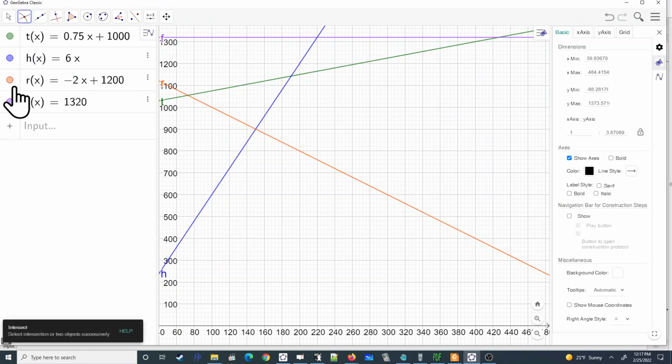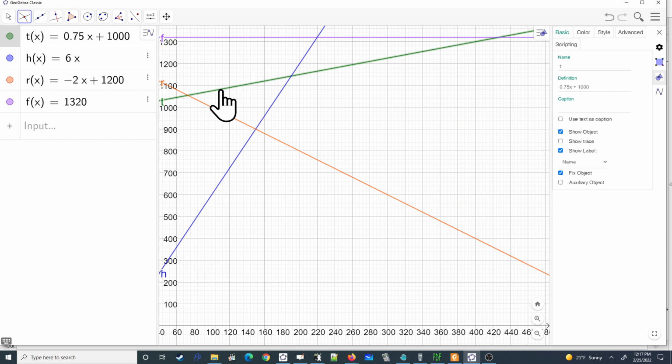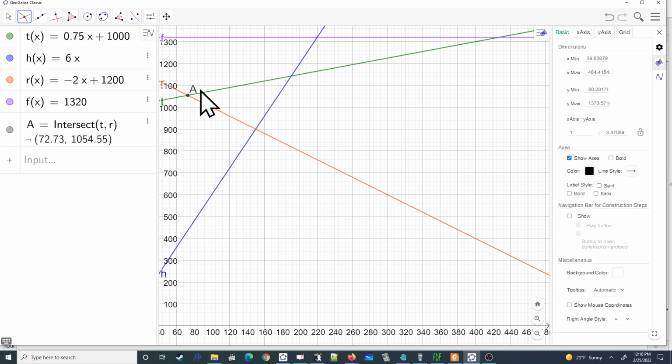What you do is you tell the computer what two graphs you want to intersect. If you put your mouse over one of the graphs, it should change to the hand. Click on it. It gets highlighted. Move your mouse cursor to another line. The hand pops up. Click on that, and it will even give you the point A right there.